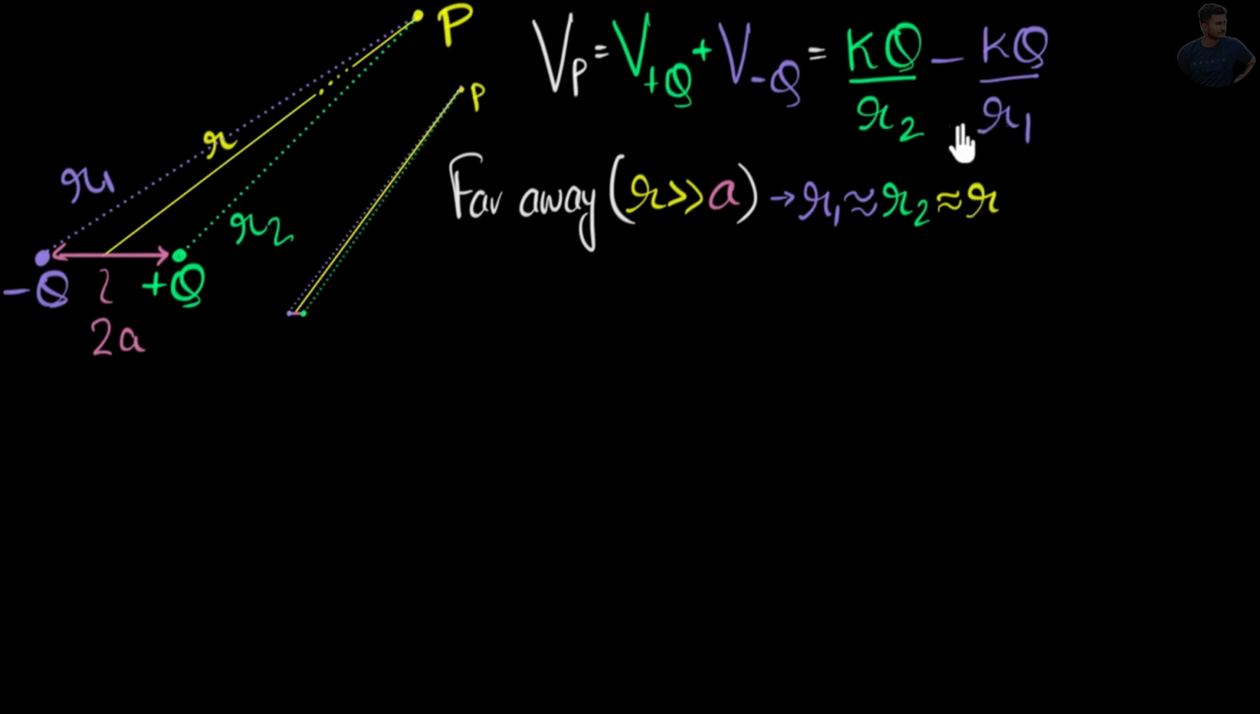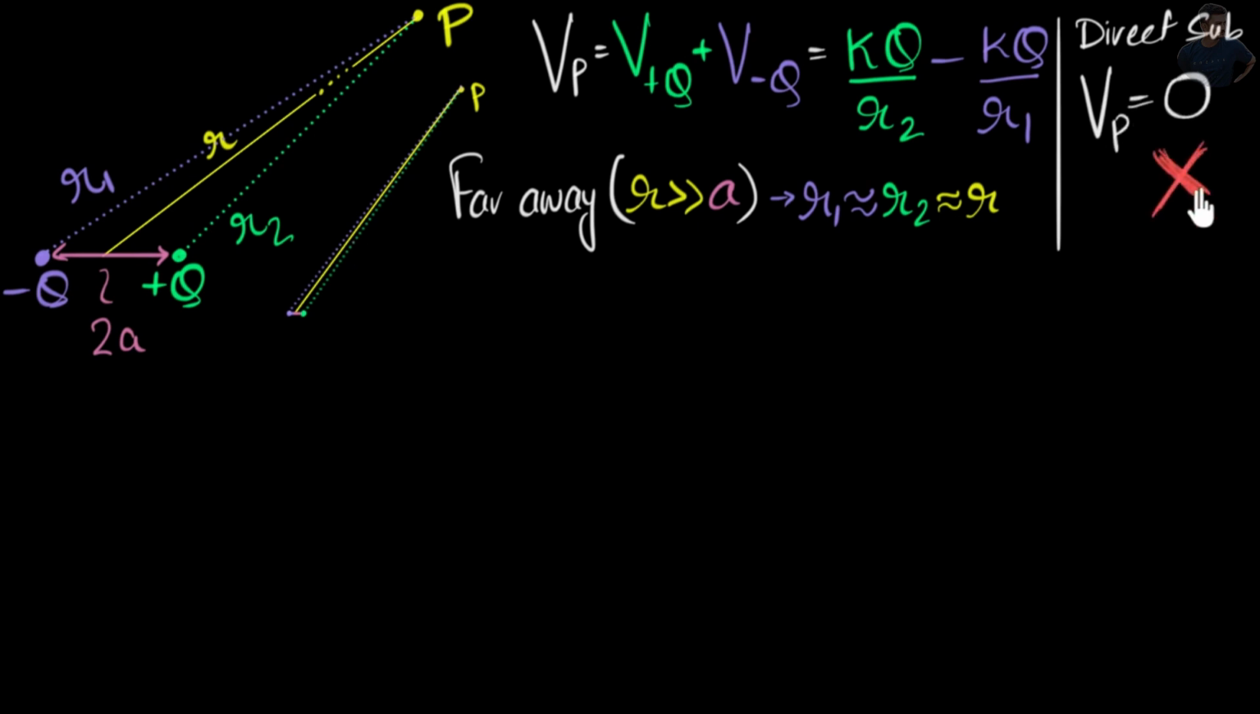Okay, if I put both of them, the denominators become the same, the numerators are also the same. When I subtract, I'll get 0. So let me just write that down. If I were to directly substitute, what does that give me? We get the potential at point P to be 0. And that is wrong. Why is that wrong? Why can't that be an approximate value?